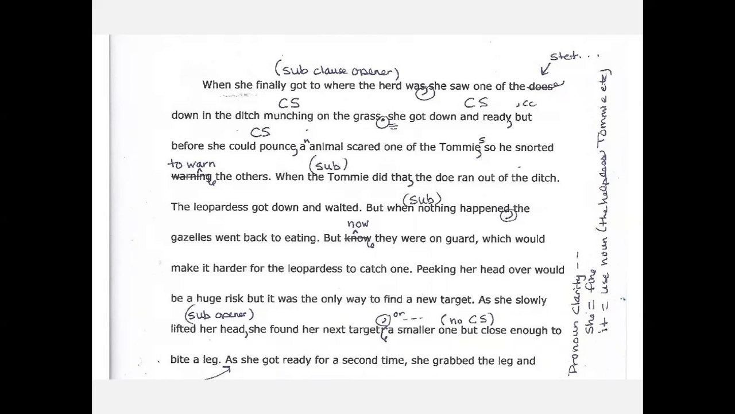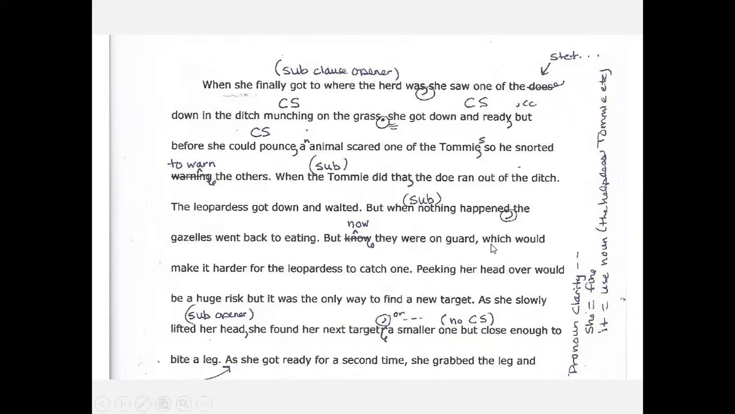And we have a homophone error. Actually, it's not really a homophone error. That would be a homograph error. Homo, same; graph, writing. But now, no, she has K-N-O-W, she needs N-O-W. But now they were on guard, which would make it harder for the leopardess to catch one.